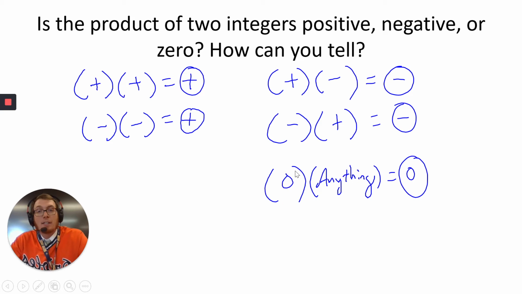You also might notice that 0 times any number should be 0. That should be the easiest group. 0 times any number should be 0.